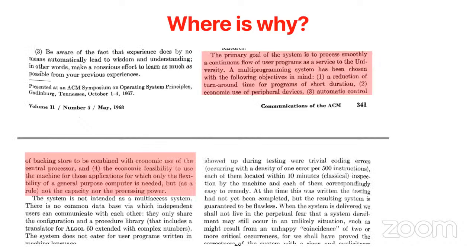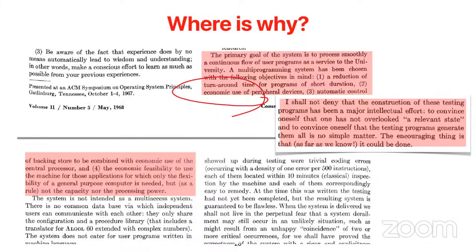The second is correct because we do mention the economic use of peripheral devices, right? But if you look at the following paragraphs, the system is not intended as a multi-access system. There's no common database, right?